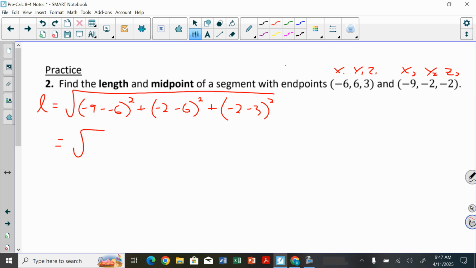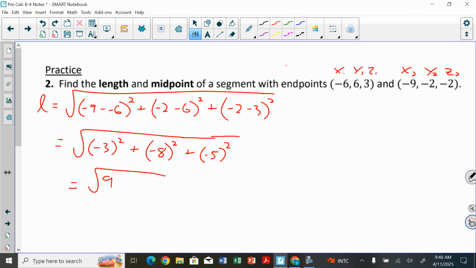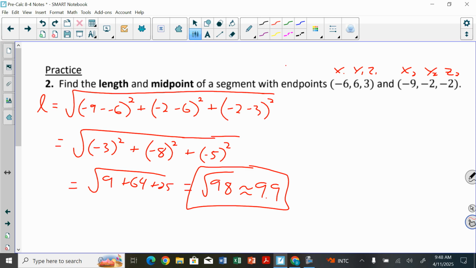And now I can keep going and do the math here. Again, be careful with your positives and negatives. I get -3 squared, and here I'm going to get -8 squared for my y's, and my z's are going to be -5 squared, which we know is 9 plus 64 plus 25, which equals the square root of 98, which is about 9.9. And rationalize it if we need to. So that's the length.